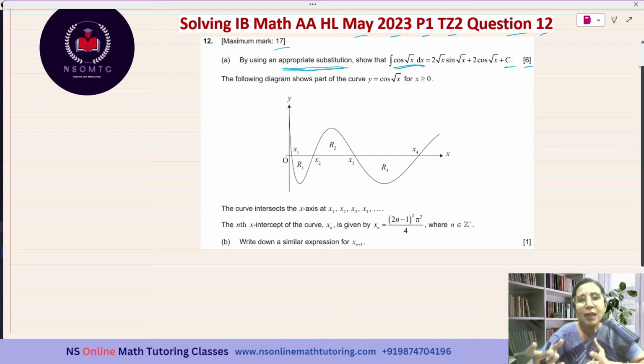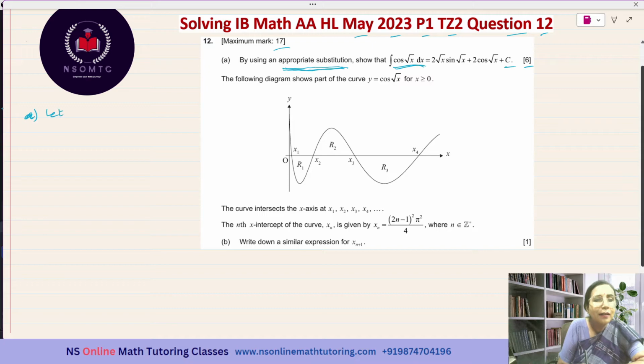If we take some other variable, say t equal to root x, then it will be cos of t, and we know how to integrate cos of t. So that is what we will be substituting. That is the natural thing to do. But as soon as you read this portion, by using an appropriate substitution, don't think that you have to do something else. Just do what you would have done otherwise. So it is part A.